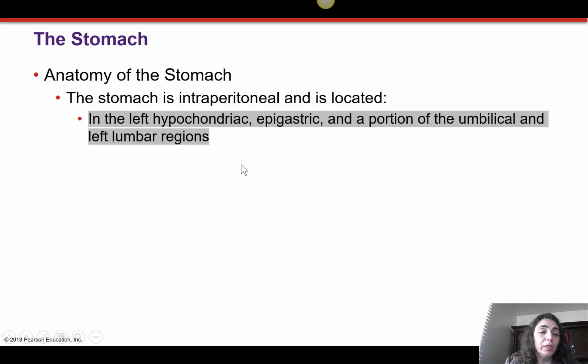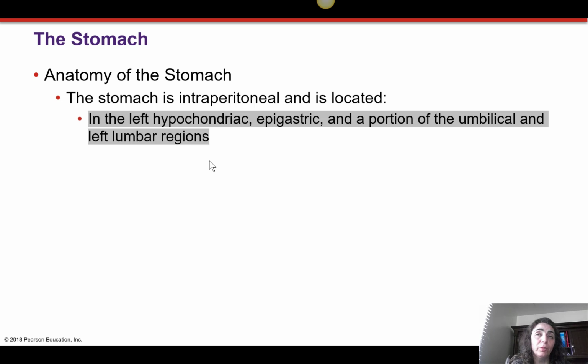Regarding the anatomy, the stomach is intraperitoneal, as we discussed before, and is located in these areas of the abdominopelvic cavity. Remember, we have 9 regions for the abdominopelvic cavity, and the stomach is located in the left hypochondriac, epigastric, by gastric I meant epigastric, right? Hypochondriac, epigastric, and a portion of the umbilical and left lumbar regions. It takes a portion of each of these.